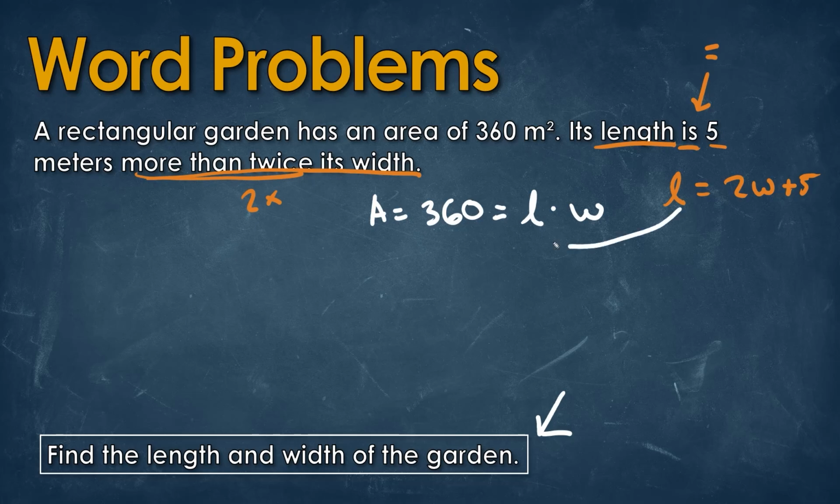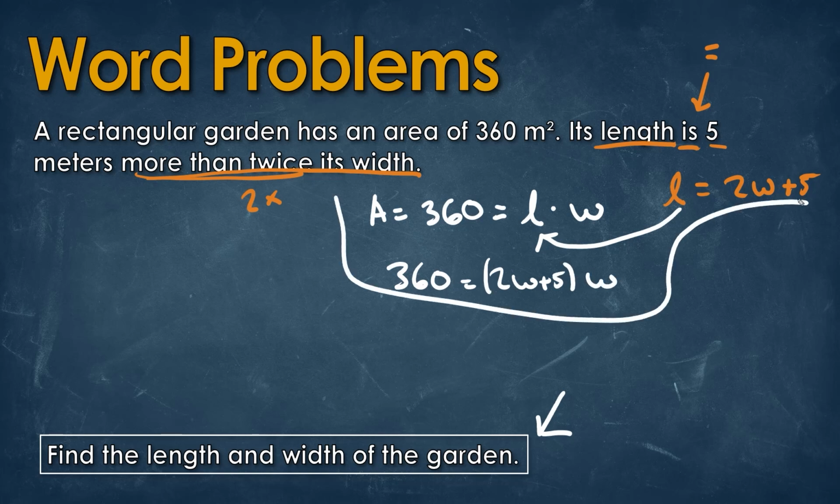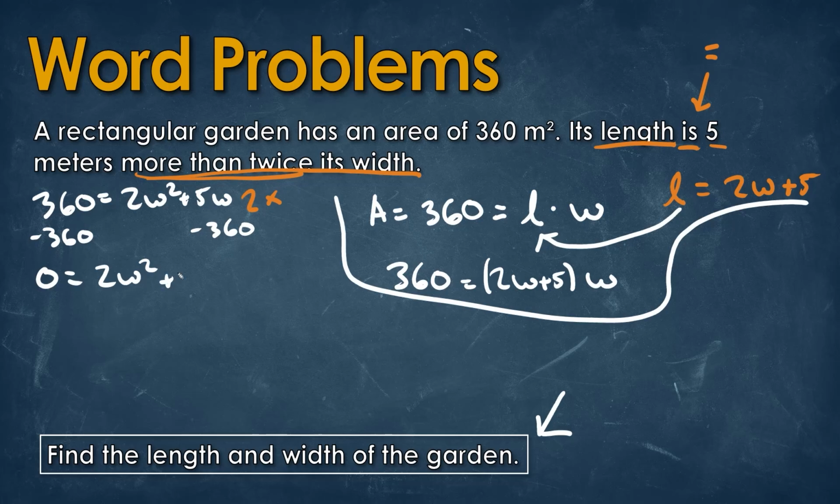So we can plug the length variable in here to get that 360 is equal to 2w plus 5 times w. So with that information, we can multiply this all out so that we'll get 2w squared plus 5w is equal to 360. We would move the 360 to the other side, so we'll get that 0 is equal to 2w squared plus 5w minus 360.